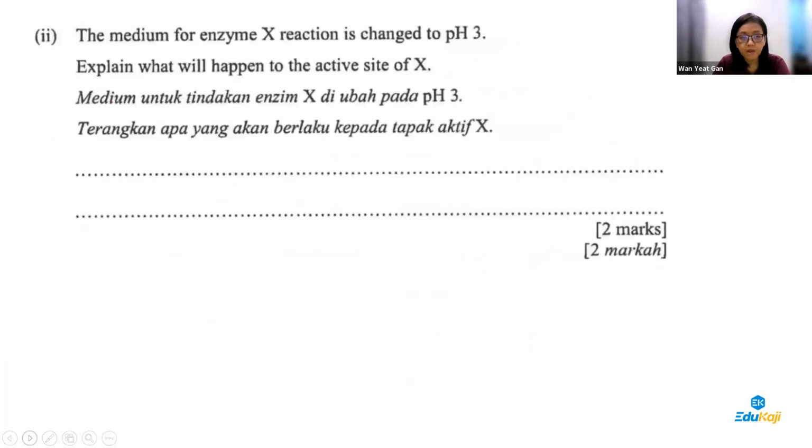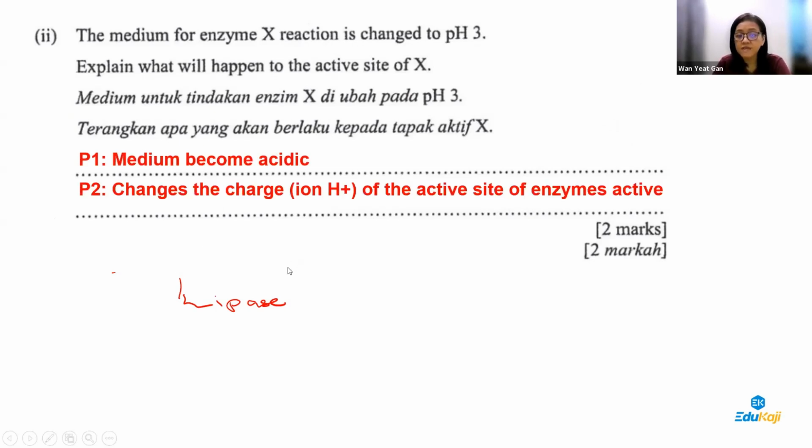Right, next. The medium for the enzyme X reaction is changed to pH 3. Explain what will happen to the active site of X. Enzyme X is lipase, and lipase works best in a slightly alkaline medium. So what will happen if you change it to pH 3? A medium of pH 3 is acidic, and it will change the charges of the enzyme's active site. So the active site becomes more positively charged.